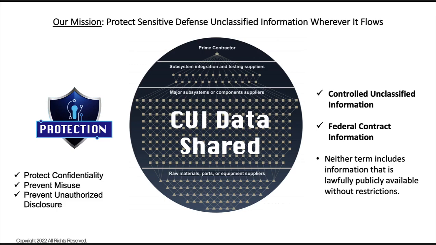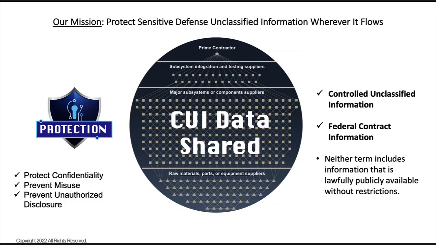That goes from our prime contractor all the way down to our first tier, all the way down to tier 27, tier 72. Wherever that information flows, we have the obligation to protect the confidentiality and to prevent the misuse and the unauthorized disclosure of controlled and classified information and federal contract information, because we're bound both contractually and we have a moral obligation because we're protecting our national security interests.